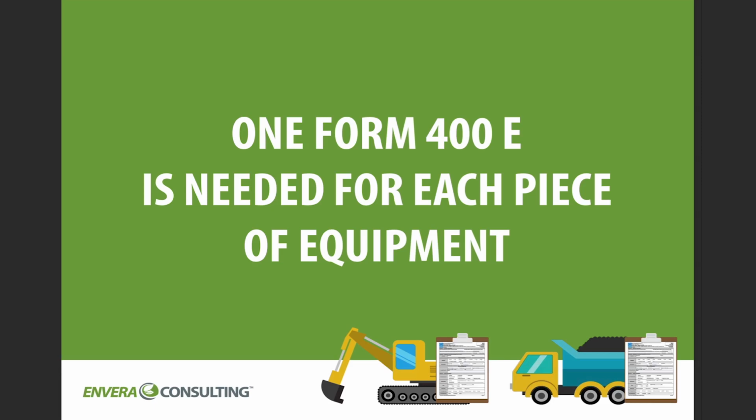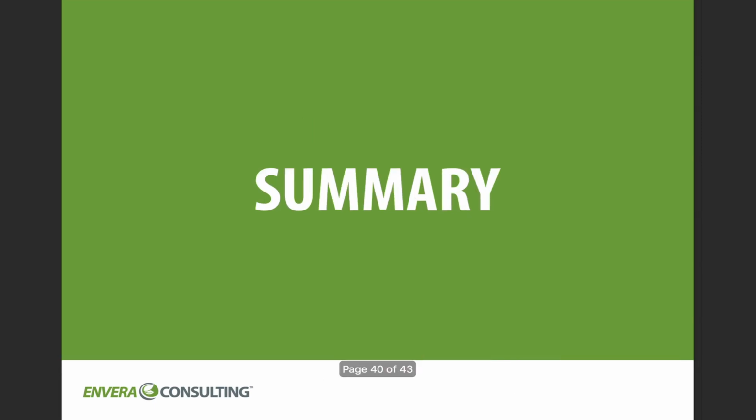And so if we go back to the example that we talked about earlier about the 50 engines, then you will need one Form 400E for each of those engines, in addition to one Form 400A for each of those engines. So again, one Form 400E is needed for each piece of equipment being permitted.